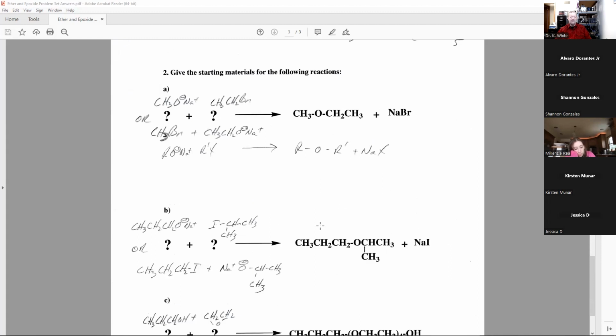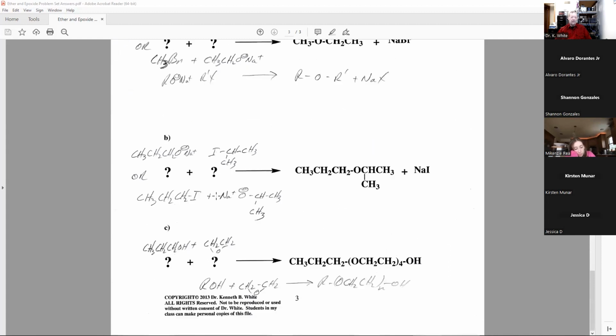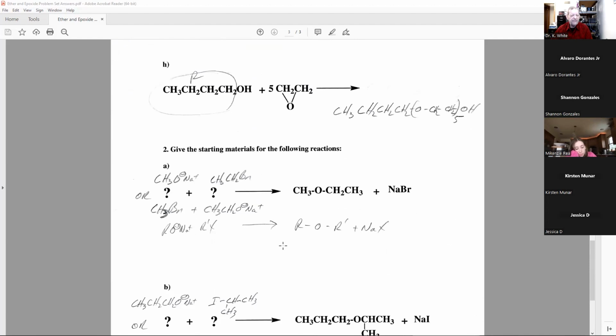Now, I have a couple of synthesis problems here. We already did one. And if you look at C, cross it off. I shouldn't have done that. Bad, Dr. White. But if we look at A, what two things react to make this compound plus sodium bromide? What's different? Ether plus a salt, sodium bromide.